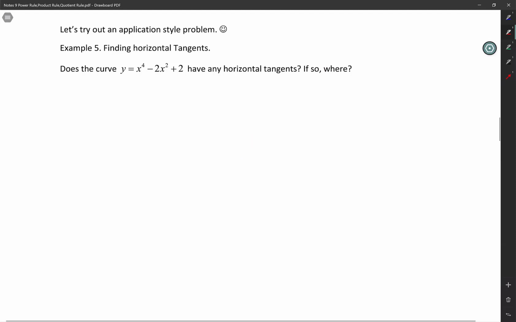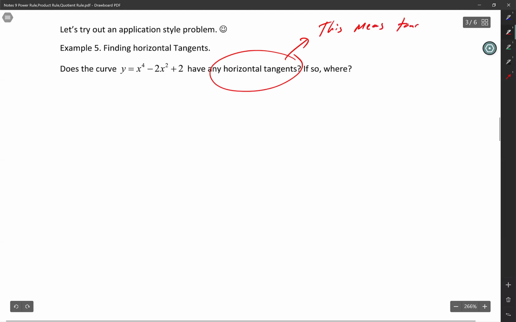Okay, so here we go. I'm going to take my derivative, and I'm going to set that derivative equal to 0, because horizontal tangent means slope of 0. So let's put that in your notes. This means tangent lines have slope of 0. Really, the horizontal is what says that.